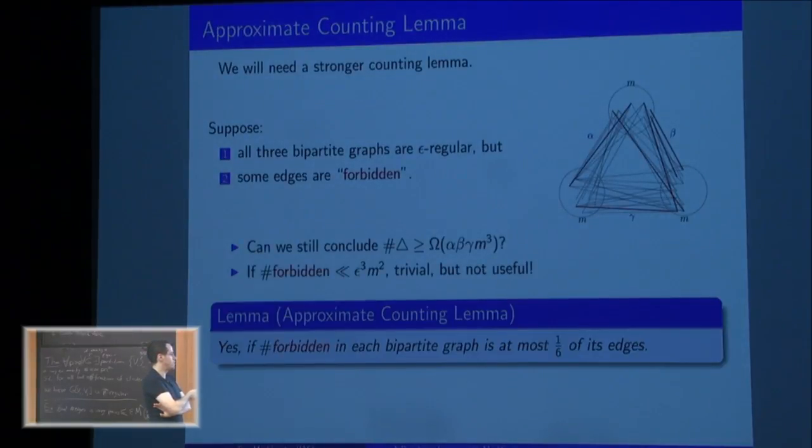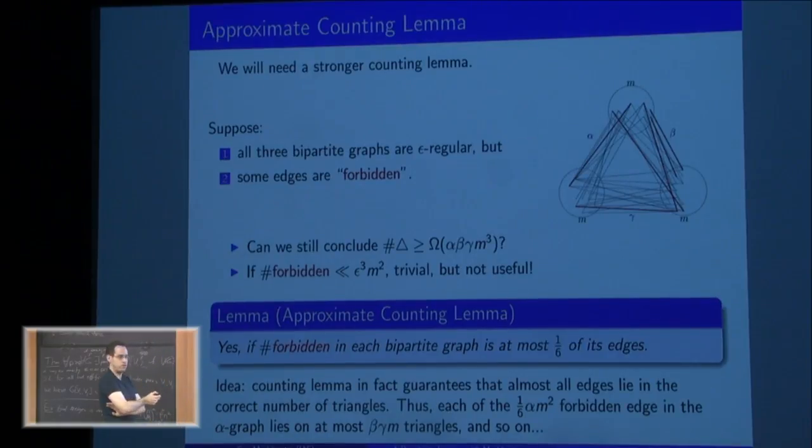Okay, so now if you use that, that's enough already, because consider one of the forbidden edges in the alpha density bipartite graph. This is the upper bound of the number of forbidden edges there. We know that for almost all of them, they lie in the correct number of triangles, which is beta, gamma, m. And so in total, the number of triangles forbidden by those forbidden edges in the alpha graph is roughly the product, 1/6 alpha m squared times beta, gamma, m. Okay, so that's 1/6 of the total number of triangles in general.